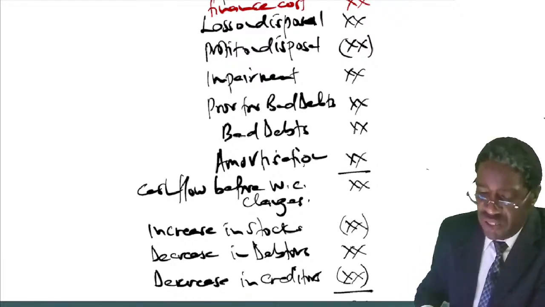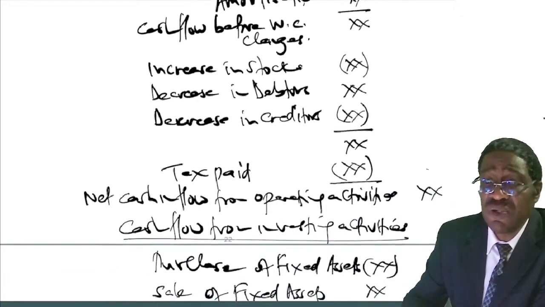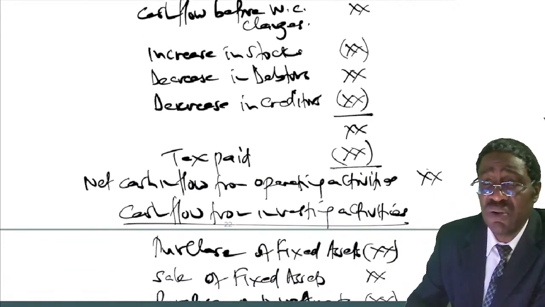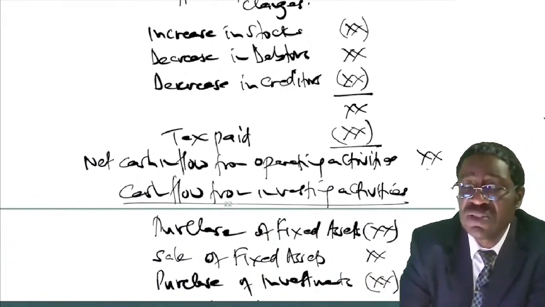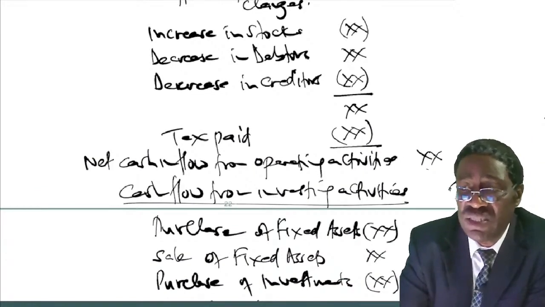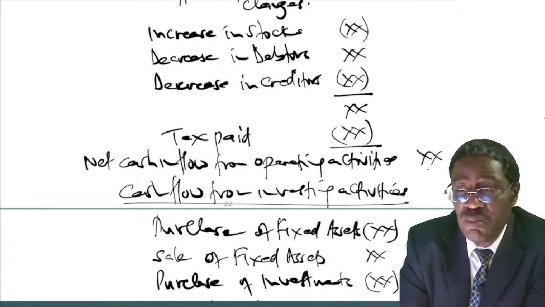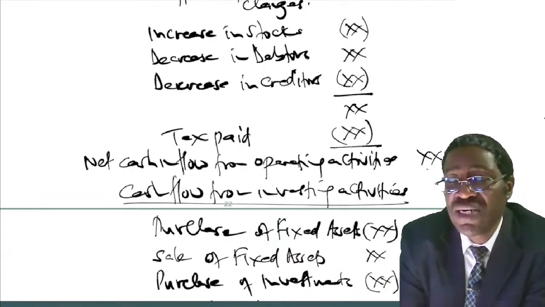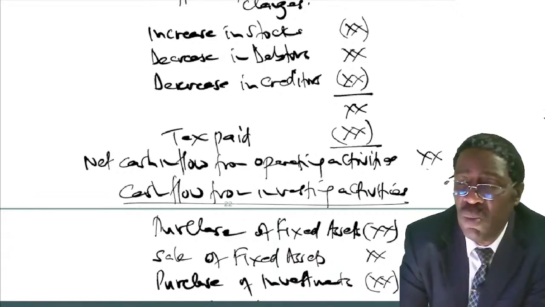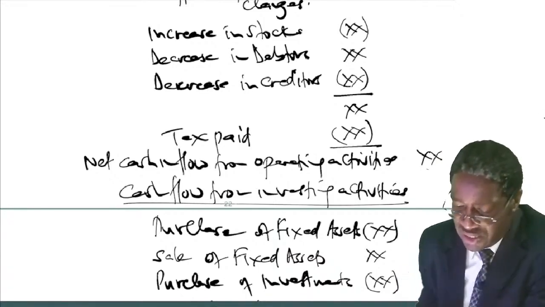Okay, let me roll the page. After working capital items, minus the tax paid. After you minus the tax paid, you get the net. Push it to the extreme. That net, we have called it net cash inflow from operating activities. That was all for that category.